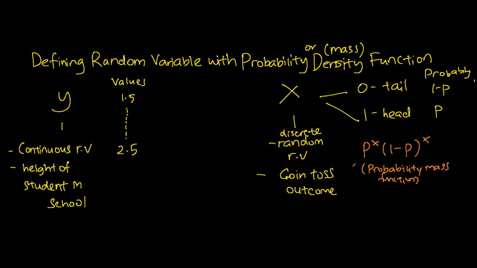And usually what we will do is that we will have a formula, as you can see down here, p to the power x, 1 minus p to the power 1 minus x, to allow us to find the probability of a particular outcome by substituting the numerical values of the outcome itself. So if I were to sub in x equals 0, I will get the probability of 1 minus p. And if I were to sub in x equals 1, I will get the probability of p. This is supposed to be 1 minus x instead of x.